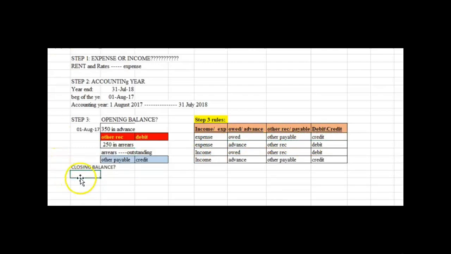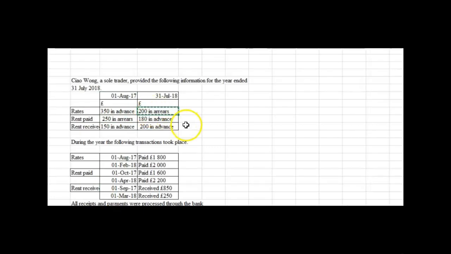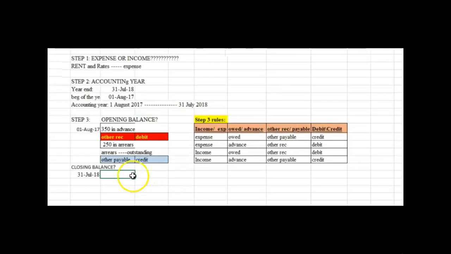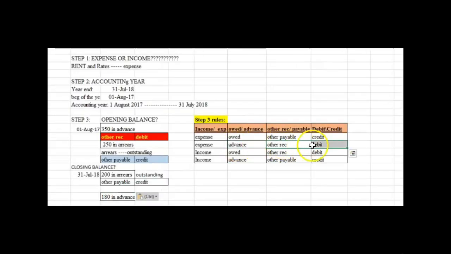Now, let's find out the closing balance. So let's look at what happened on 31 July 2018. We can see in the question that on 31 July 2018, rates of $200 is paid in arrears, which means this rate is paid after the space is used, so it is owed. As per the rules, owed expense means it is other payable, so the $200 is a credit entry. On the same day, rent of $180 is paid in advance. As per the rules of step 3, expenses paid in advance is other receivable.